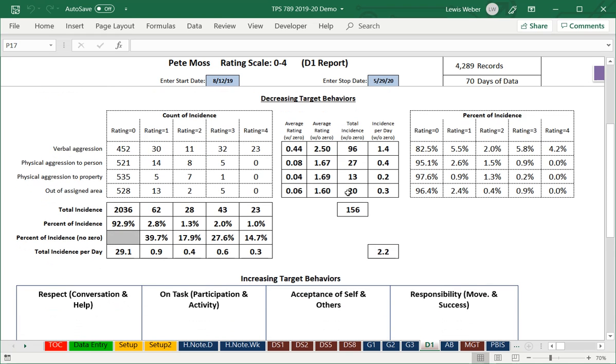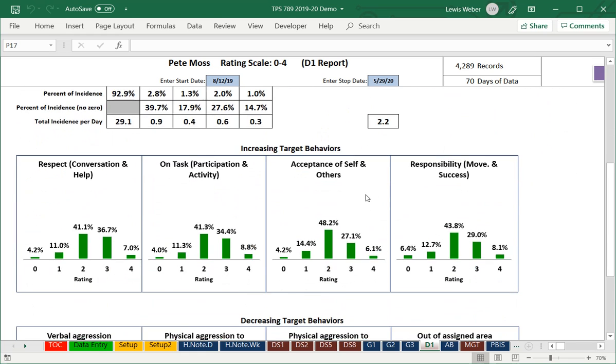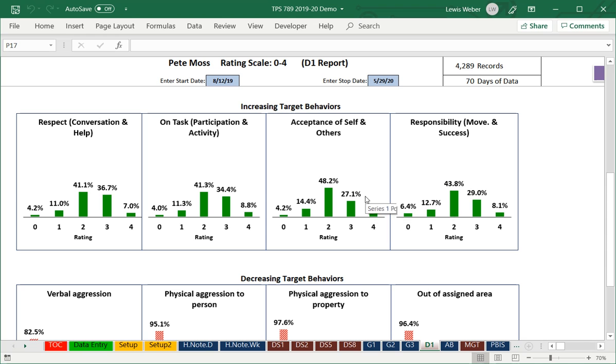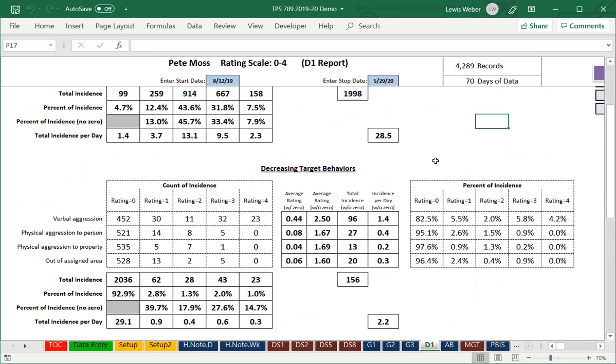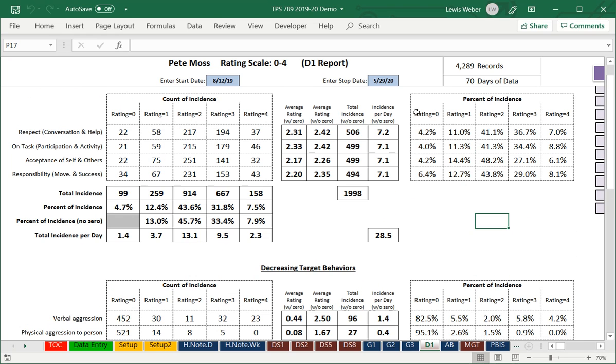Okay, well, there you have it. That's the D1 report. A lot of numbers, a lot of words to describe it. And for simplicity, we tend to use this page 2, these graphs, which are, again, percentage of incidence of decreasing target behaviors, percentage of incidence for increasing target behaviors. As with all of the TPS graphs and analyses, they're here if you need them.